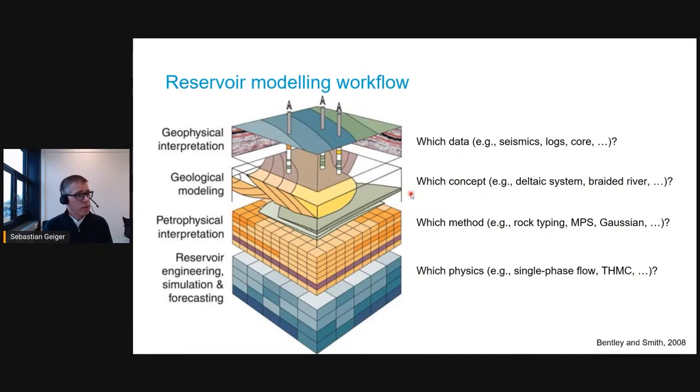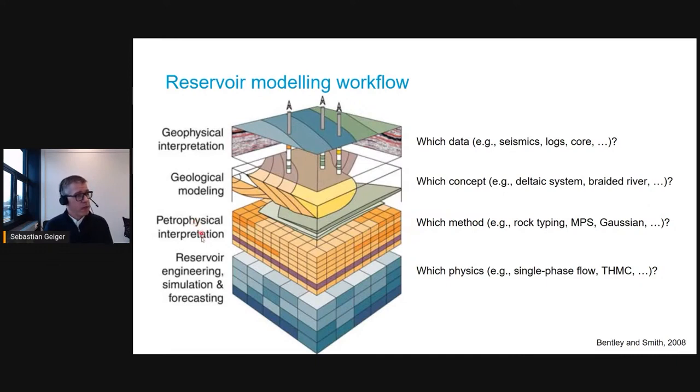So which geological concepts do we need to consider? Is it a deltaic system? Is it a braided river system? Is it the pre-salt carbonate, incredibly complex? There are different geological concepts that we could use to describe the reservoir, and they influence how heterogeneous the reservoir model is going to be.